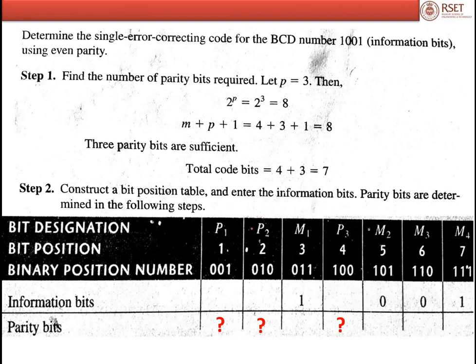Next we will take parity bit P2. It will check bit positions 2, 3, 6 and 7. So here the code group is 1, 0, 1. Again the number of ones in this group is 2, that's even. So P2 should be 0 in order to make it even.